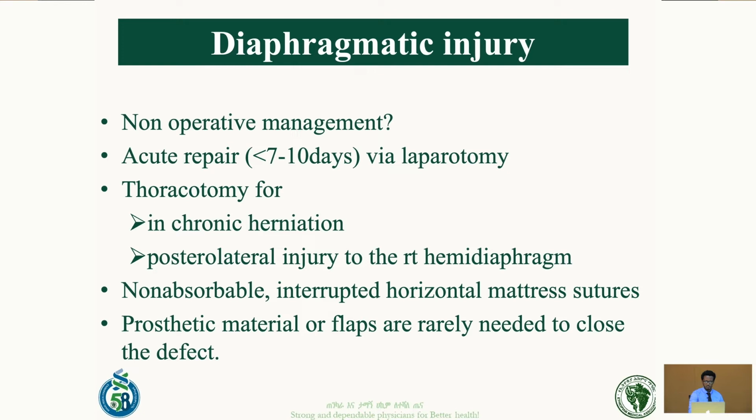But if the patient comes late, beyond 10 days, the adhesions will make it not easy to reduce the herniated structures into the abdominal cavity. So thoracotomy is the initial approach for patients who come late after 10 days. The other indication for thoracotomy may be posterolateral injury to the right hemidiaphragm, because laparotomy will not allow us to access the posterolateral injury on the right side in the presence of the liver.